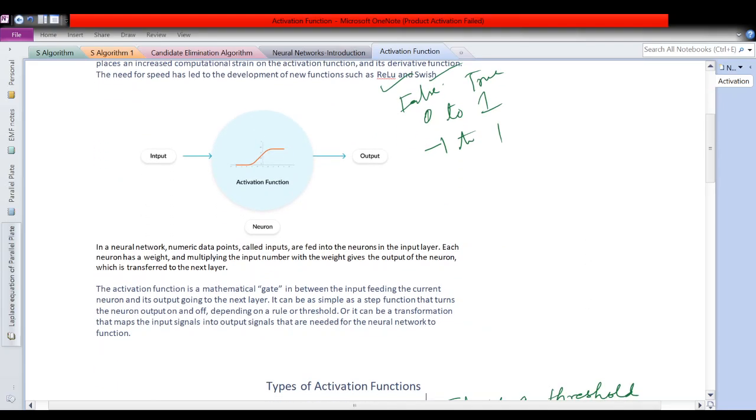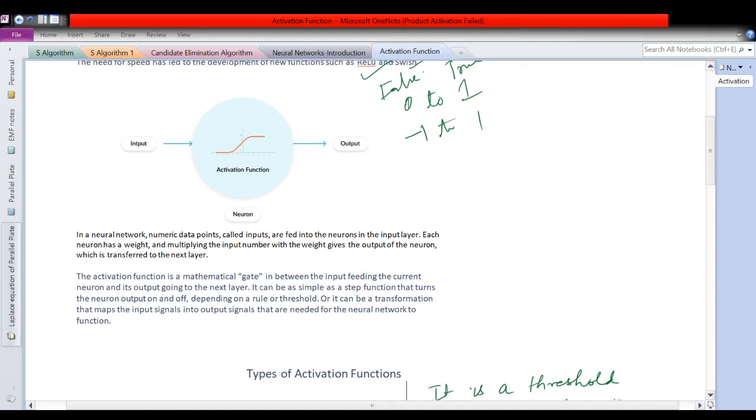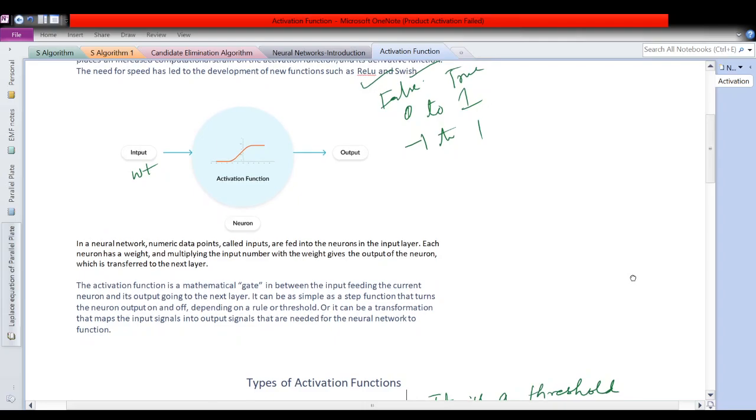In a neural network, the data points are called the input. They are fed to the neurons, and each neuron will have a weight. The input will be multiplied with each weight and gives output to the neuron, which is transferred to the other layer. So it becomes a gateway, a mathematical gateway between the input feeding the current neuron and the output going to the next layer. It can be a step function, it can be a linear function.